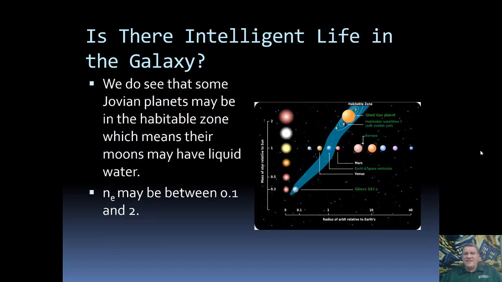So, with all of these things, we have less information on this, but we're hopefully getting there. We'll talk about it more in just a second. But N sub E appears to be anywhere from 1 out of every 10 solar systems has one Earth-like planet, or it might be as high as 2. We know that the Earth is habitable, Mars is close, and Europa seems like it could be.